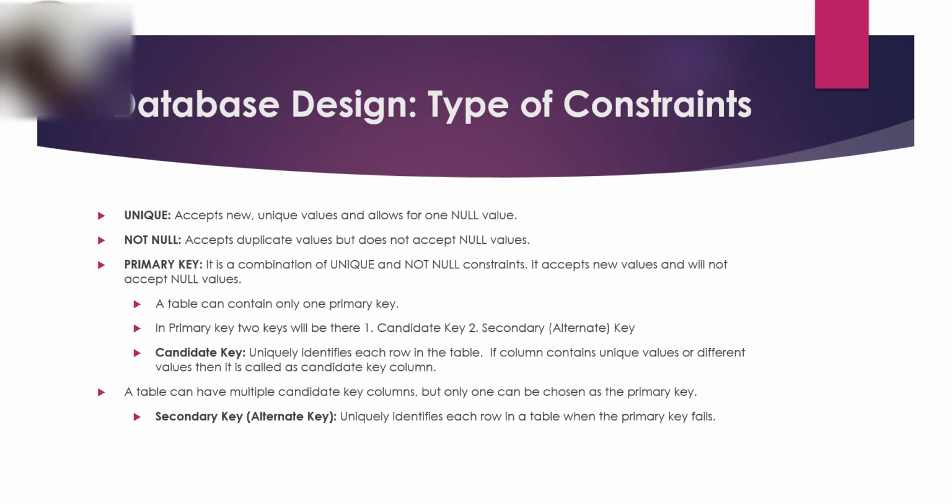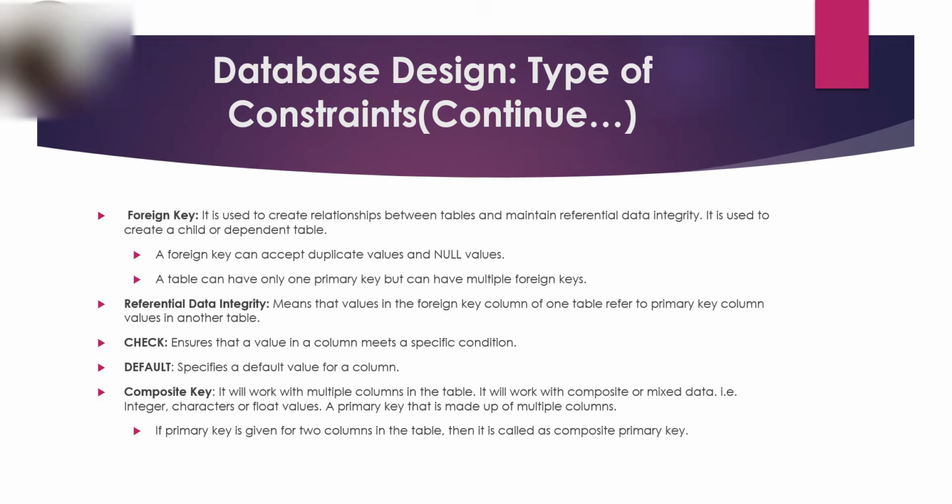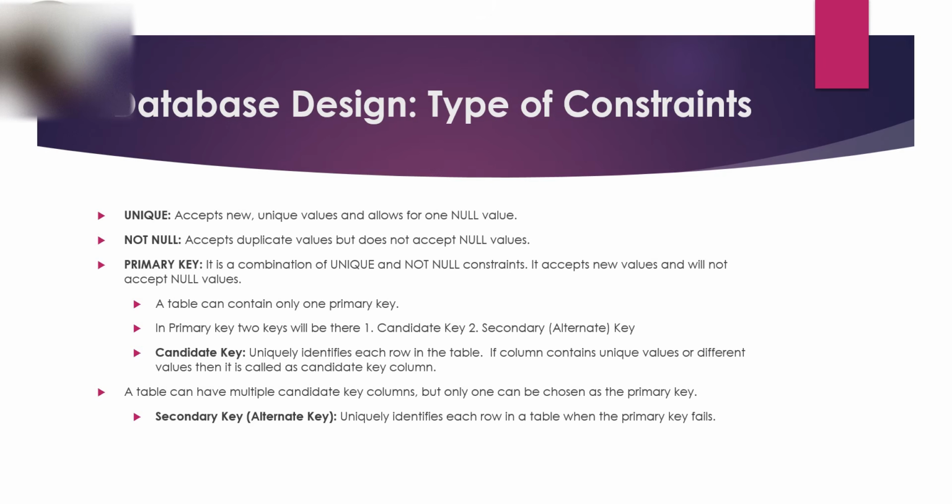Types of constraints: there are six, namely unique constraint, not null constraint, primary key constraint, foreign key constraint, check constraint, and default constraint. A unique key constraint accepts only unique values, and it allows one null value. Not null accepts duplicate values, but it will not accept null values.